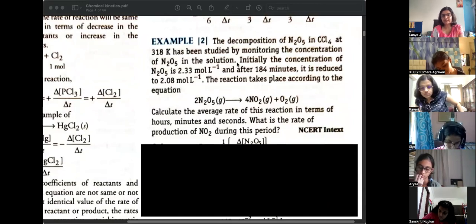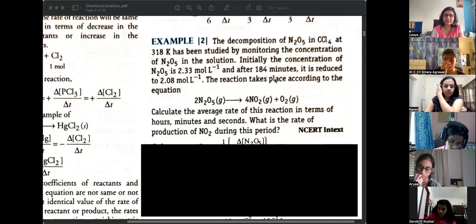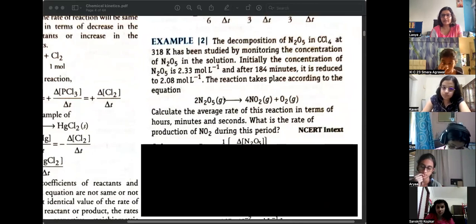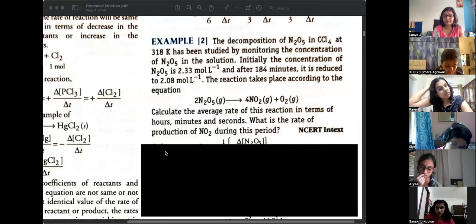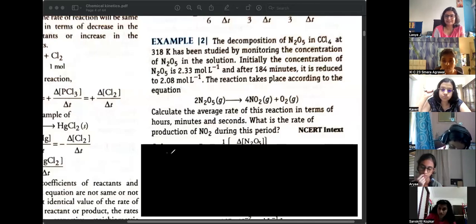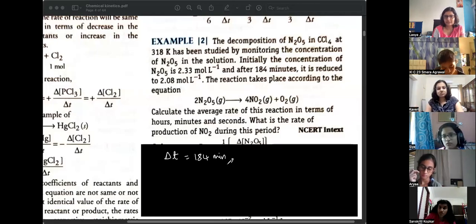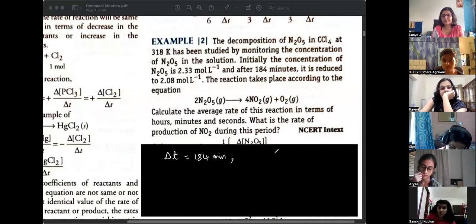When you read the question, write down everything that is given. So what all is given? Concentration of the reactant and the time. Two reactants are given here, so you need to be a little more specific. Your delta T is given as 184 minutes. They measured for 184 minutes. Then what is this value, 2.33, and what is 2.08?